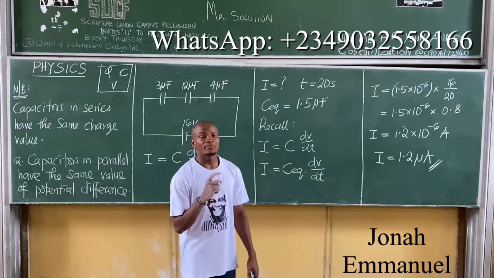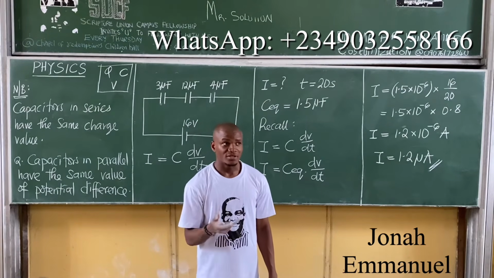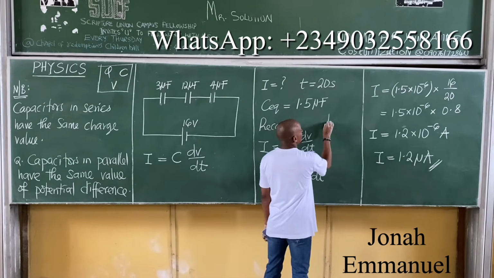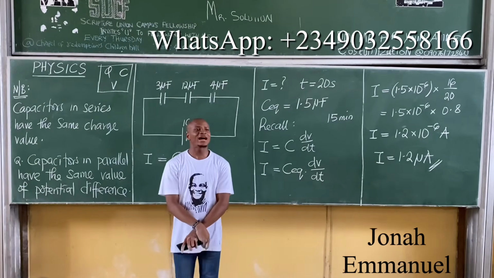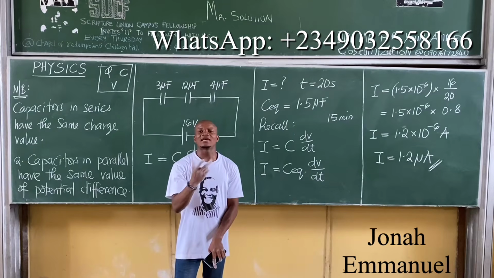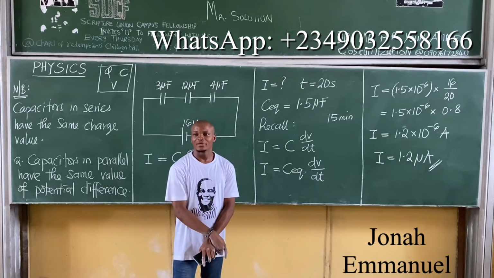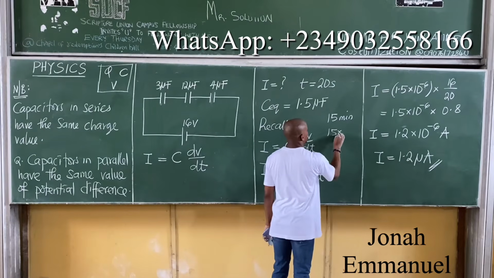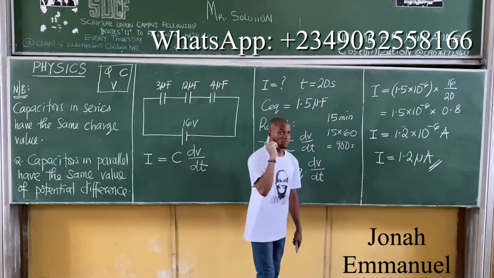Number two, bear in mind that T must be in what? Seconds. T must be in seconds. So assuming they say: find the current in the circuit after 15 minutes. 15 minutes is how many seconds? Am I multiplying? By how many? So it becomes 15 times 60. How many? 900 seconds.